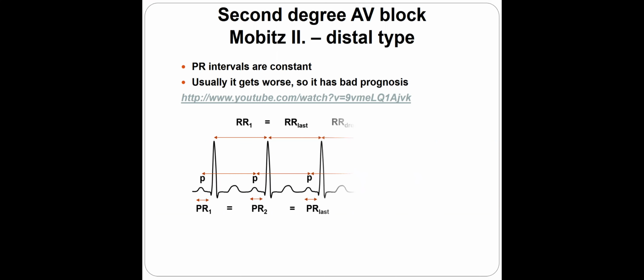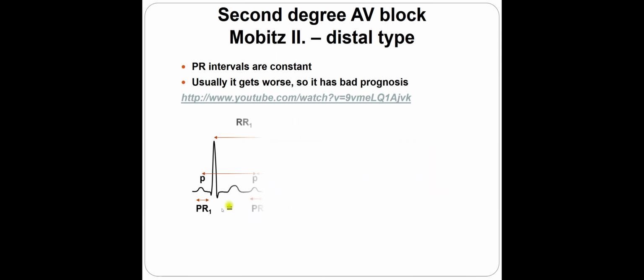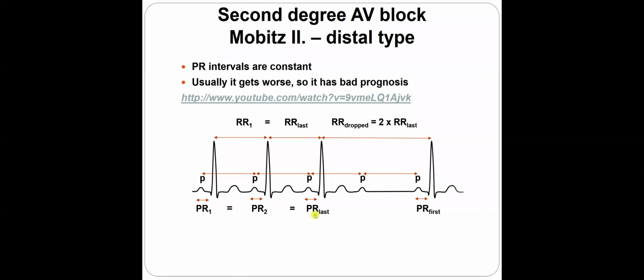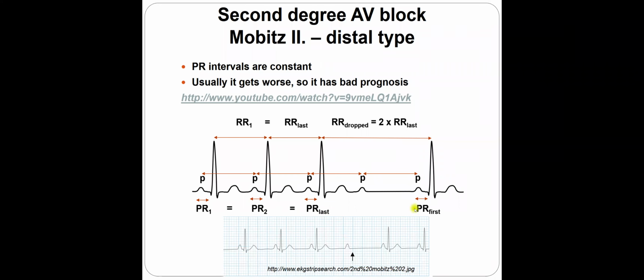If you look at this graph, the PR1, PR2, PR3 are the same, and PP is the same, RR is the same, except when we do have a drop, but this distance is exactly twice as long as the last RR interval. This is how you would diagnose a Mobitz type 2 2nd degree AV block.